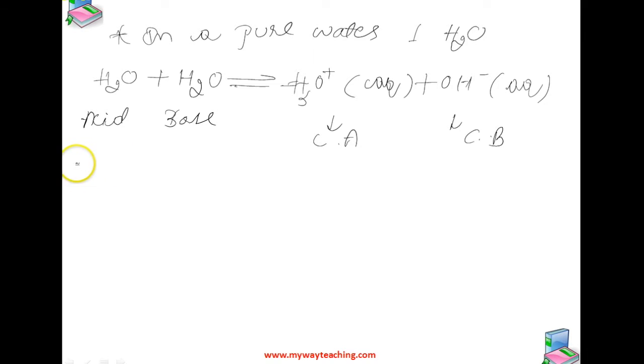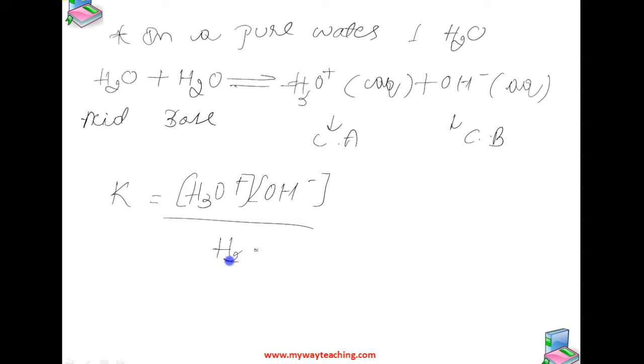The dissociation constant K can be represented as the concentration of H3O plus times OH minus, divided by H2O. The concentration of water is omitted from the denominator as water is a pure liquid and its concentration remains constant. H2O is incorporated within the equilibrium constant to give a new constant Kw, which is called the ionic product of water.